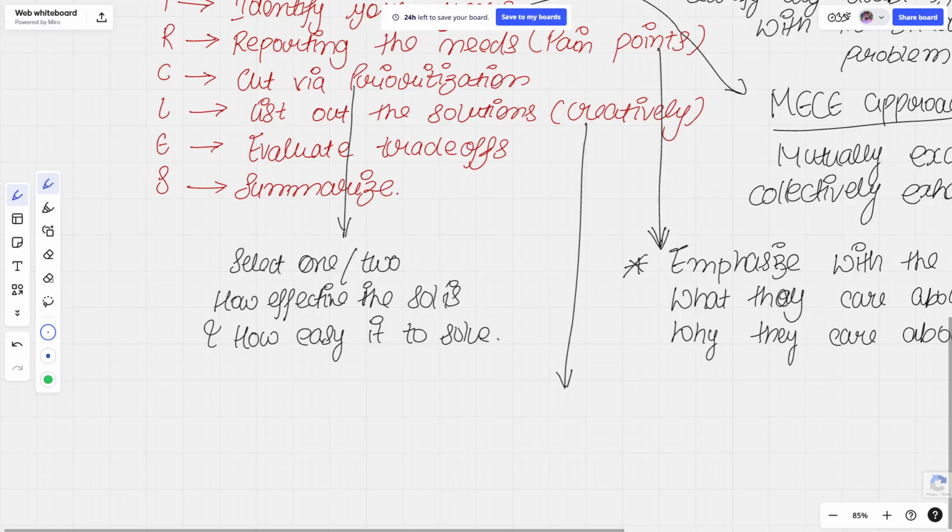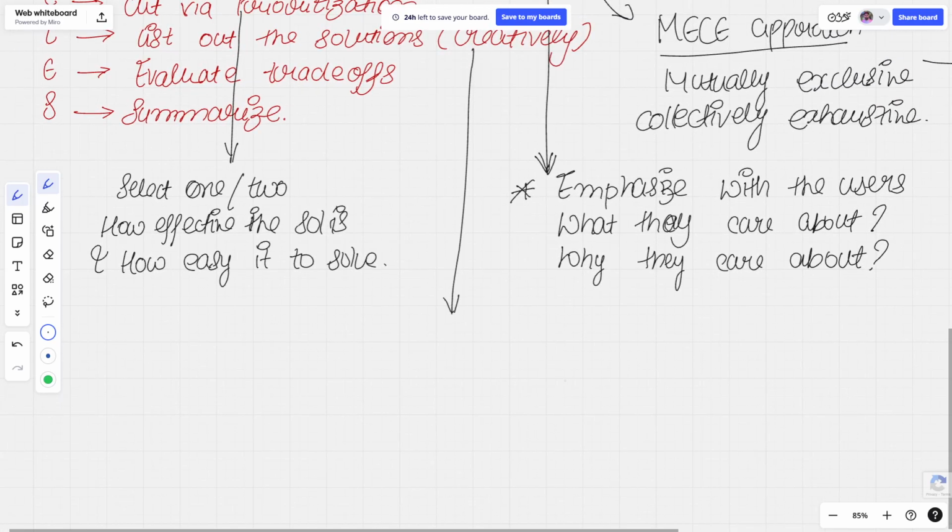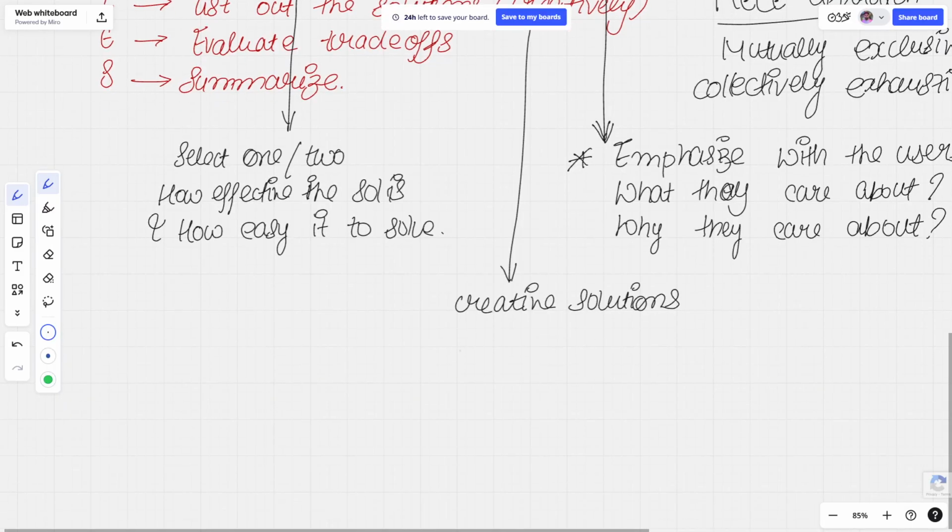Then comes the creative part, which is also the second most important after getting to know the user pain points. In creative thinking, we create a list of solutions, where we have to find creative solutions to the problems that we have already prioritized. Next is evaluating trade-offs, where we have to keep in mind the pitfalls with our solution, and the criteria of prioritization as well.